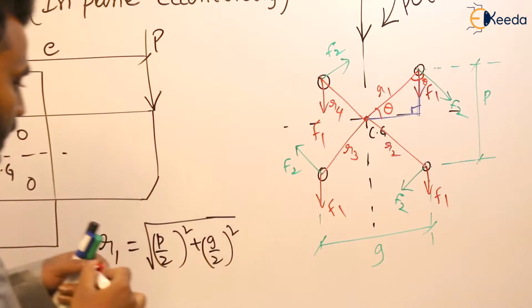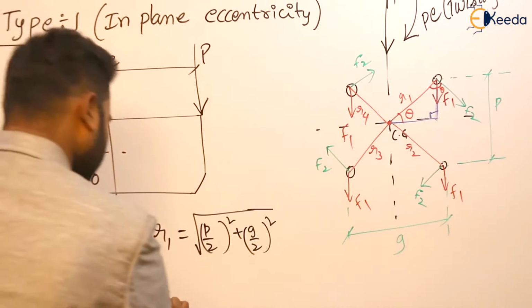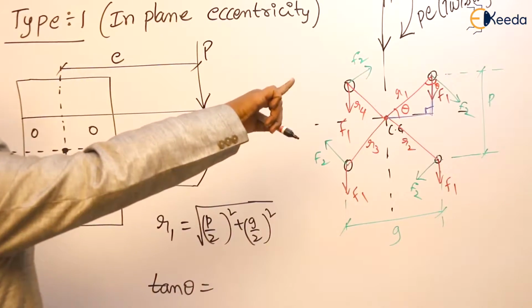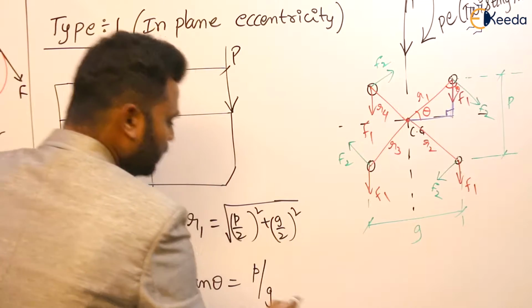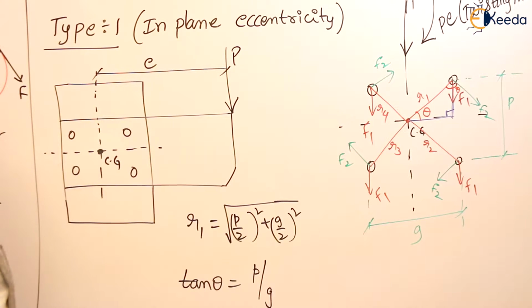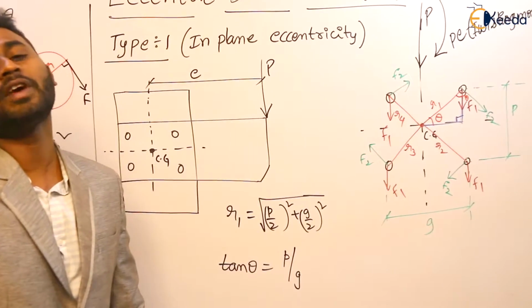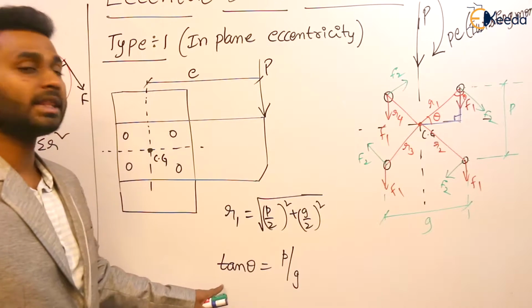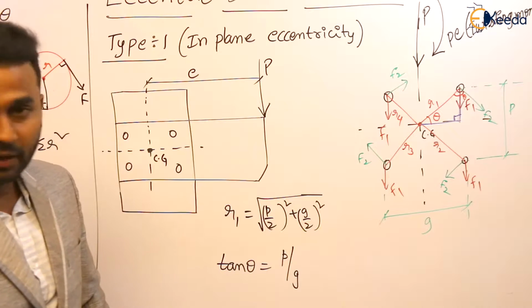So now how to calculate theta? Tan theta is equal to opposite by adjacent. So there again, opposite is pitch by 2, adjacent is gauge by 2. So simply P by G. So if you know pitch and gauge, and for pitch and gauge we have the provisions. If you don't know, also we can find it out. So by knowing pitch and gauge, we can calculate tan theta, and from that we can calculate theta, meaning the angle between F1 and F2.